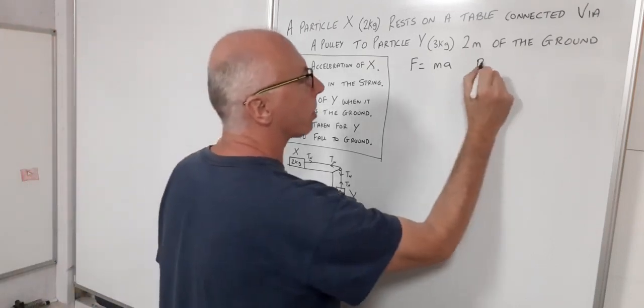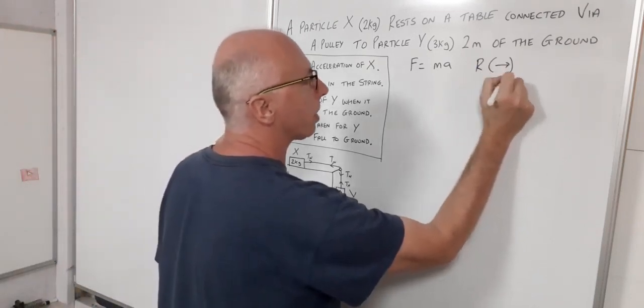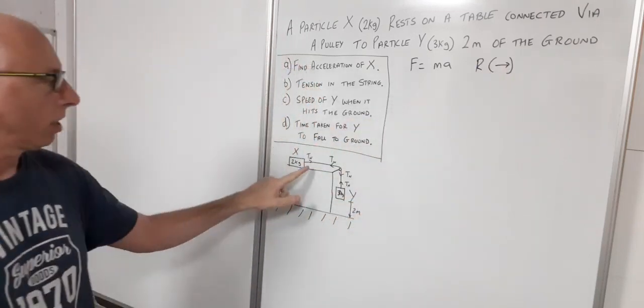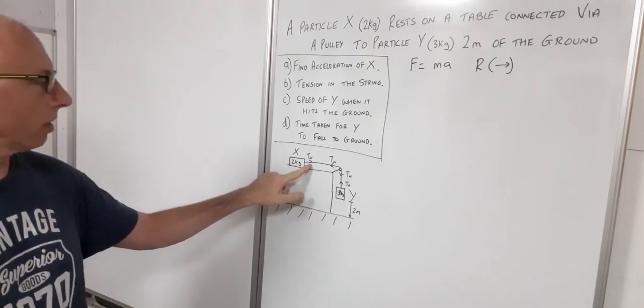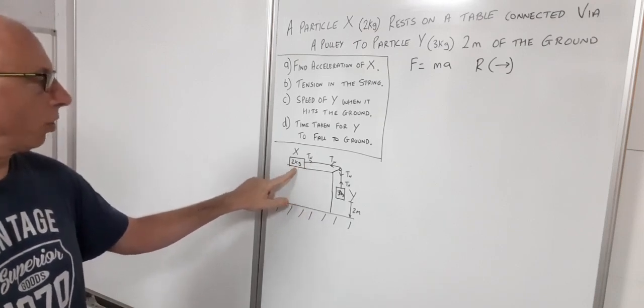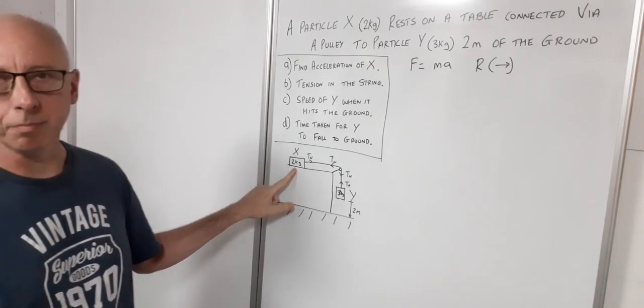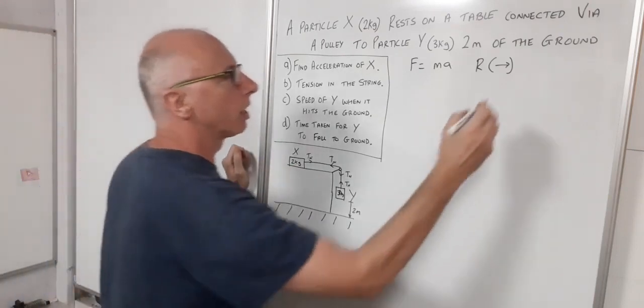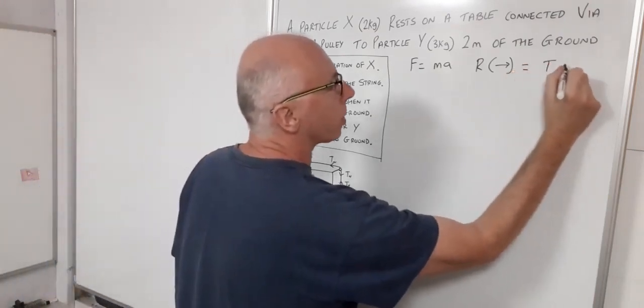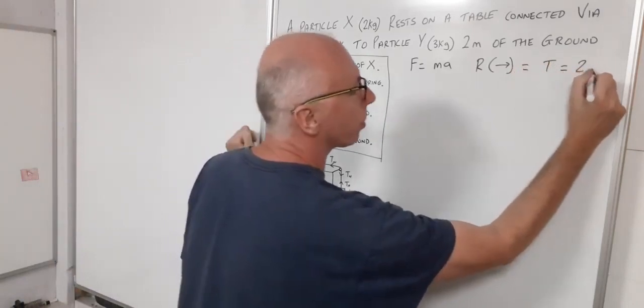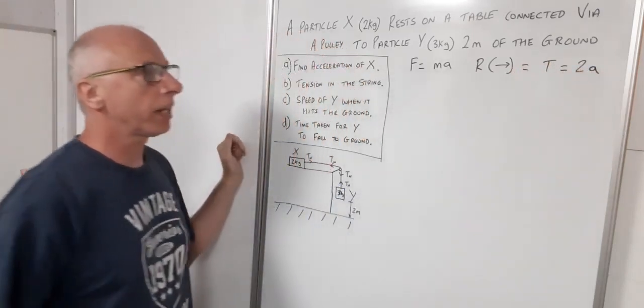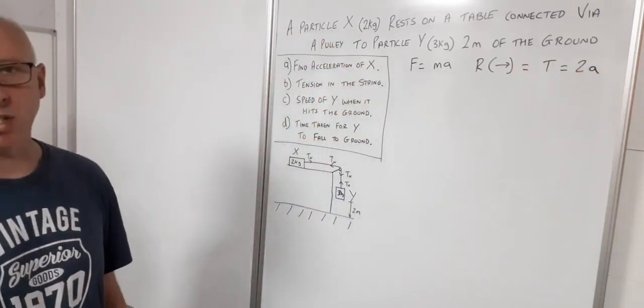So if we resolve the forces in this direction, we'll have the tension in the strings equals 2. So we'll have tension equals 2, so 2 times a. So that's resolving the forces in the horizontal.